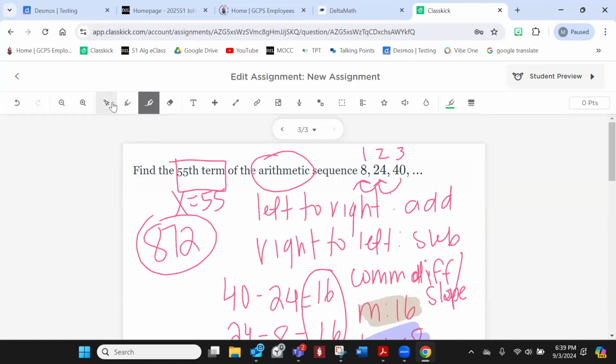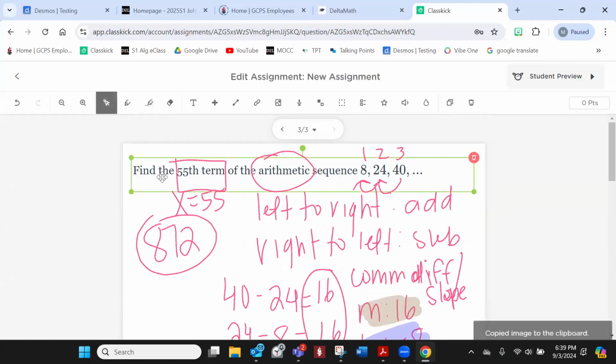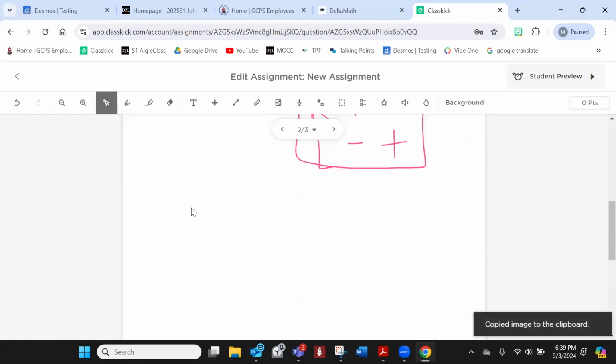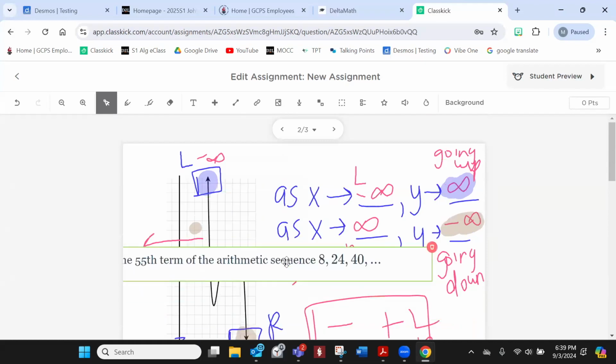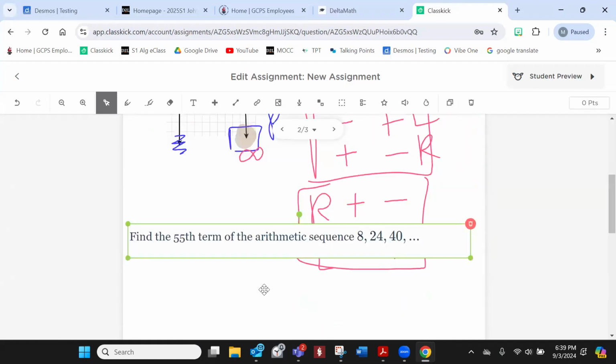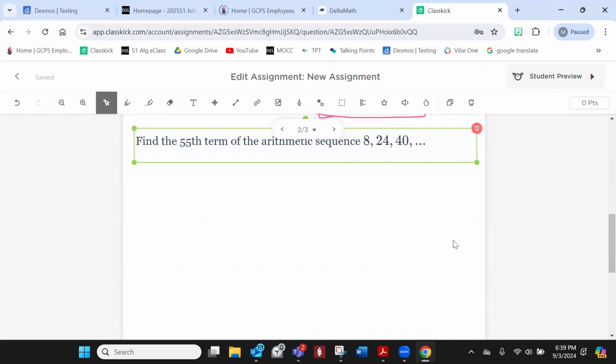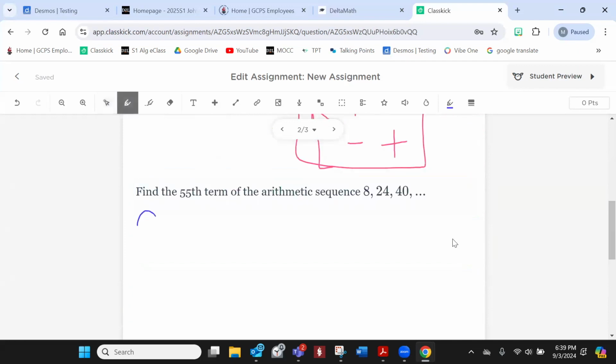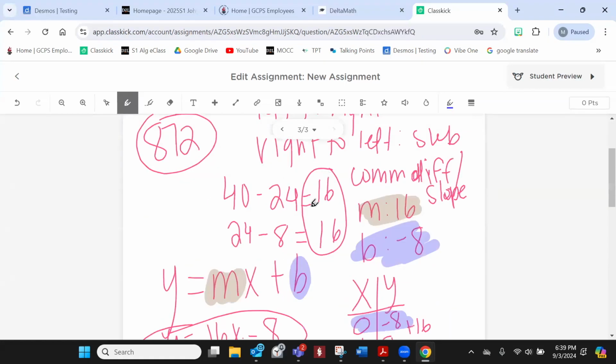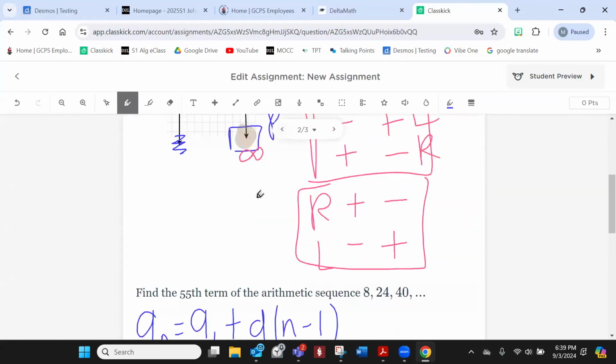All right, so before I end this video, I'm going to show you one more thing. You can also use that same formula that we just wrote: A sub n equals the first term plus the slope, or the common difference, times the quantity of n minus 1. This is actually a simpler way than doing what I just did with all this. So I'm going to go ahead and show you this, and then I'm going to finally end the video.